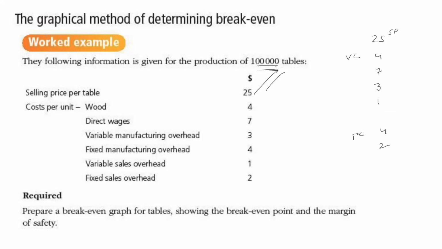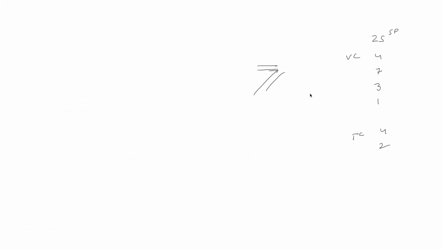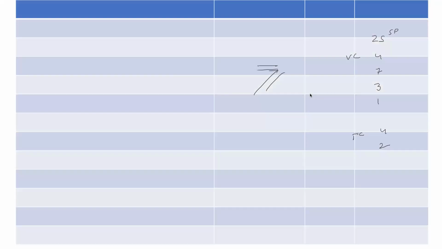Before I prepare the break-even chart, I need to put it in the marginal costing statement. So I am going to prepare a marginal costing statement. I will make a per unit and I will multiply it with the number of tables that I am producing. So we always start with the selling price. Our selling price is 25. If you multiply 25 with the number of tables, what you're going to get is 25 lakh. So the selling price is done.